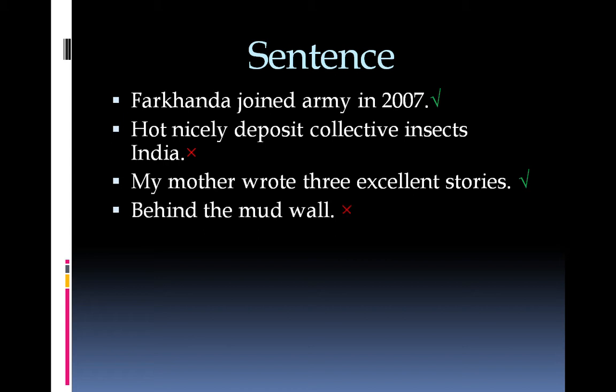Look at the next example. Behind the mud wall. Now this combination of words is meaningful, but the meaning is incomplete. That's why we won't call it a sentence. The woman noticed. Again, it's a meaningful combination of words, but the meaning or the sense is incomplete. The question comes to your mind, what did the woman notice? This verb noticed or notice is a transitive verb, and it must have its object to make complete sense. Since the sense is incomplete, we will not consider this combination of words a sentence.